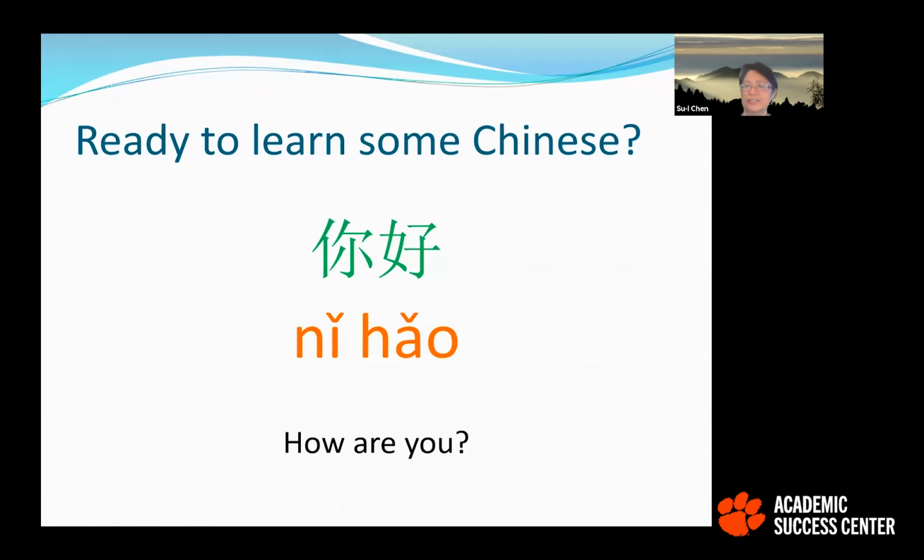At least today, before I let you go, I guarantee you can say 3 things. The first one is, how are you? 你好. You want to repeat after me? 你好. Excellent. Now pay attention to the mark here. This is a tone. Chinese is a tone language. It means that the pitch change is very important. So when I say ni, you have to keep that tone, because a different tone means something different.